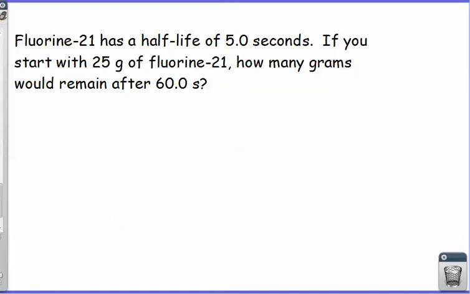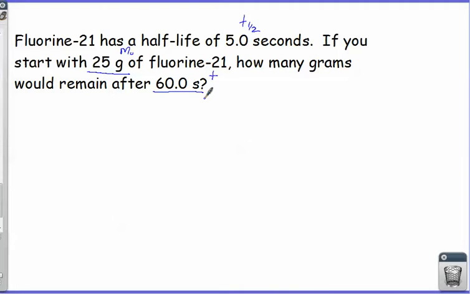So taking a look at our example here, we have fluorine-21. It has a half-life of 5 seconds. So we looked at potassium. It has a half-life of 1.3 billion years. Fluorine, on the other hand, has a half-life of 5 seconds. So there's half-lives everywhere in between, some even longer than the potassium, and then some even shorter than fluorine-21. Here we have 5 seconds. This is our T1/2, which is referred to as our half-life. We have to start with 25 grams, so this is our original mass, or our M0. How many grams would remain after 60 seconds? This is our total time, so it's just our T.